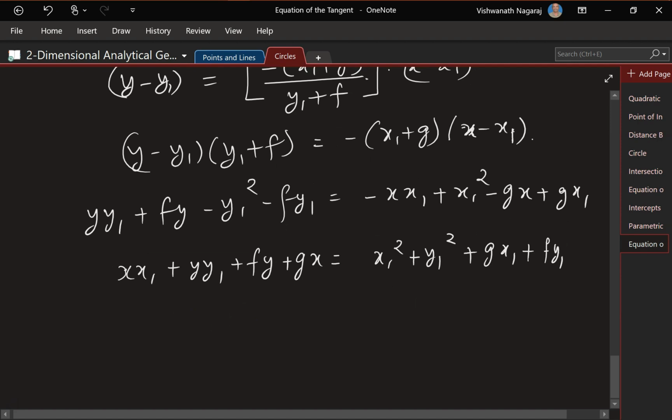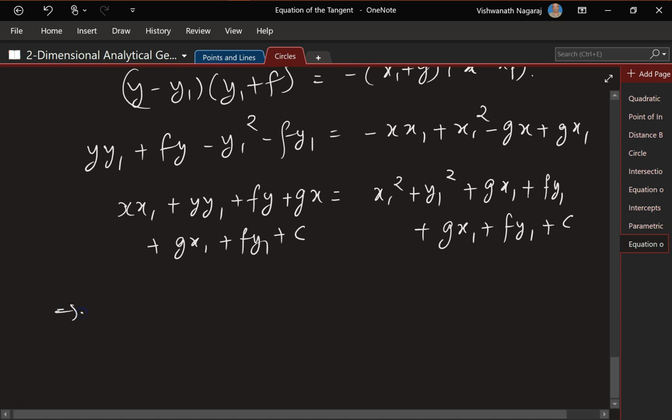Now let's try to figure out. Here we have gx1 and fy1, x1 square, y1 square. So it looks very close to the equation of a circle, right? The only thing missing is this should be 2gx1, 2fy1, and c is missing. So let's do one thing, let's add gx1 plus fy1 plus c. Which means on this side also we have to do the same thing, plus gx1 plus fy1 plus c.